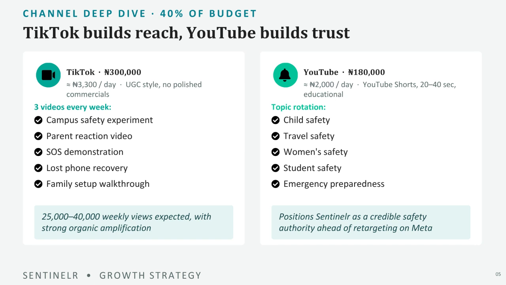For YouTube, where we'll be spending 180,000, we'll be spending about 2,000 naira every day. YouTube Shorts, 20 to 40 seconds, educational. The topics will rotate around child safety, travel safety, women's safety, student safety, and emergency preparedness. We'll be positioning Sentinel as a credible safety authority ahead of retargeting on Meta.